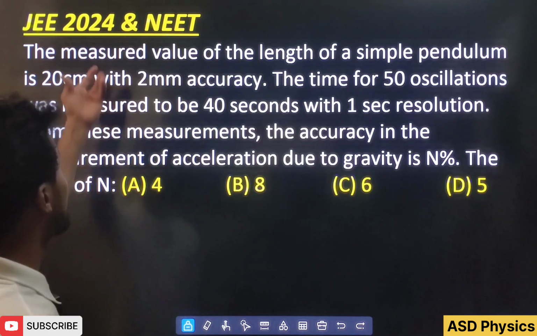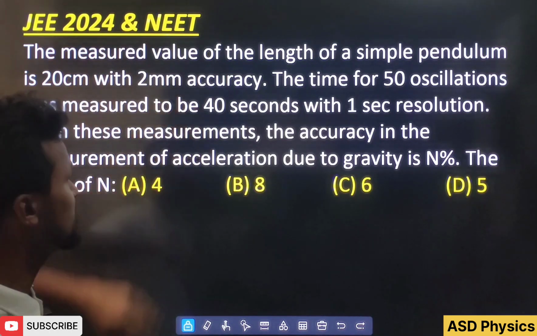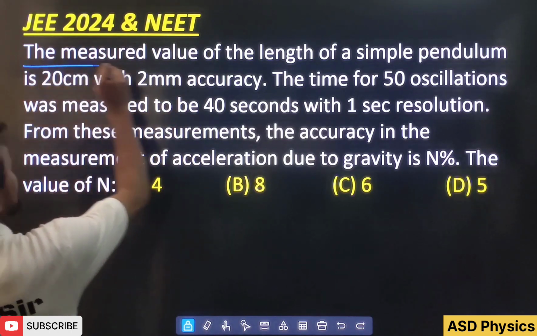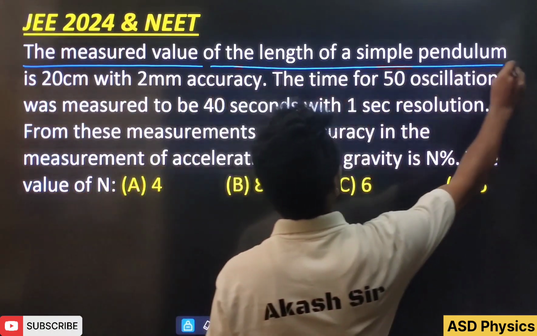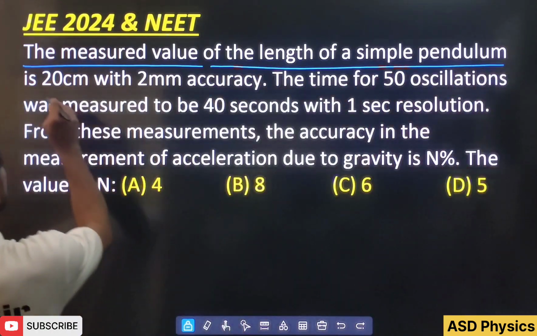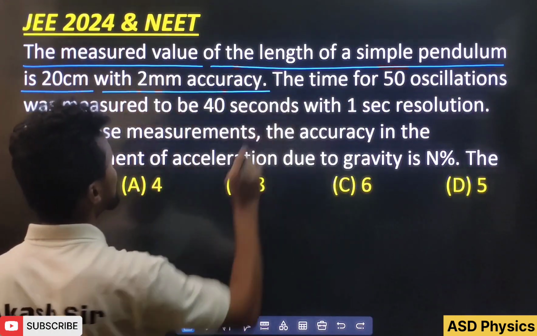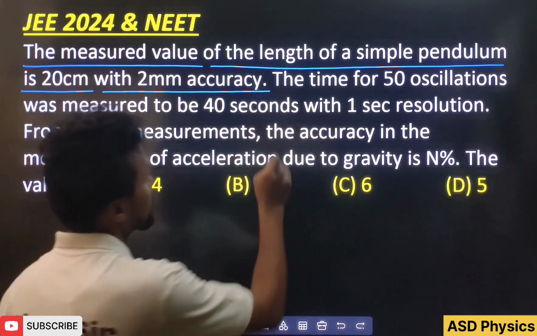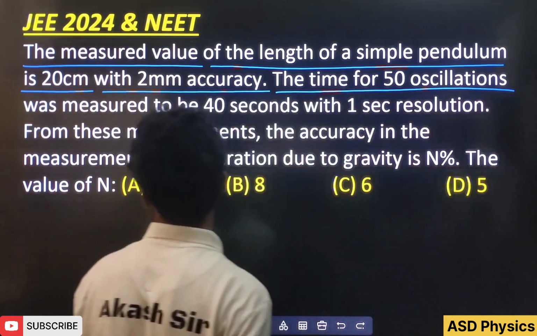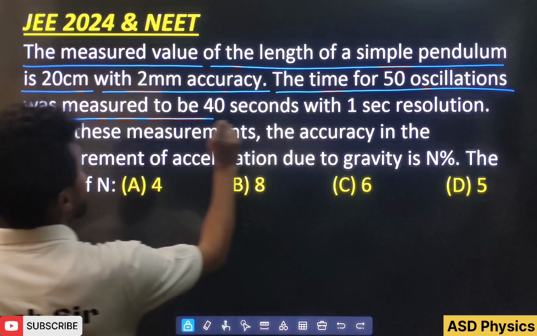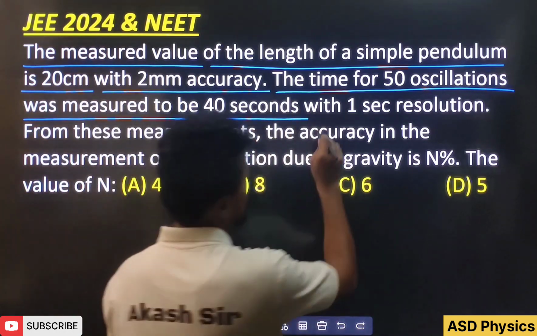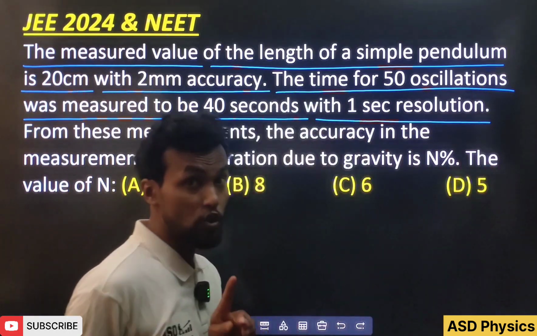Next, let's see this question. It is a JEE 2024 question. The measured value of the length of a simple pendulum is 20 centimeter with 2 millimeter accuracy. The time for 50 oscillations was measured to be 40 seconds with a 1 second resolution.